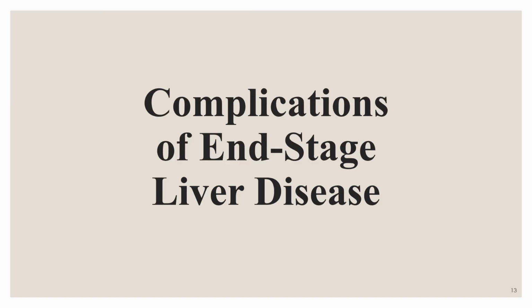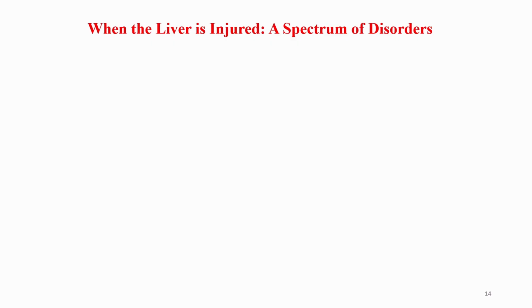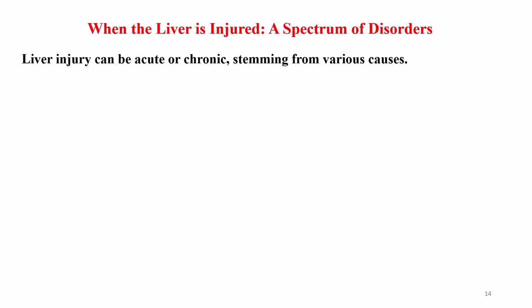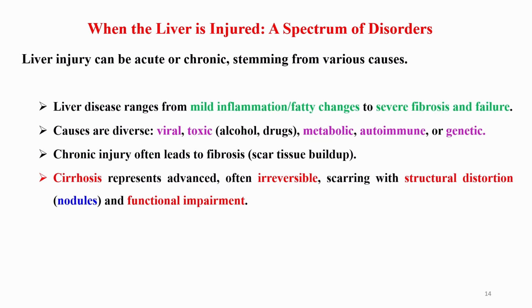With the foundation laid, we now turn our attention to the complications that arise when the liver undergoes irreversible damage, leading to what we call end-stage liver disease, or cirrhosis. Liver disease occurs along a continuum. Acute injury might result from a viral infection or drug toxicity. Chronic injury develops over time, commonly from hepatitis viruses, alcohol abuse, autoimmune disorders, or genetic conditions.